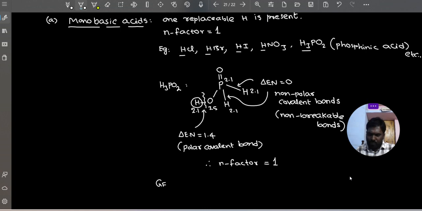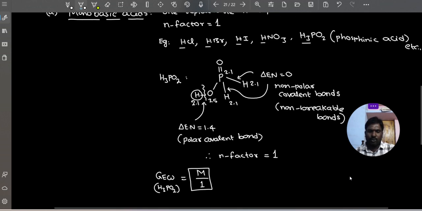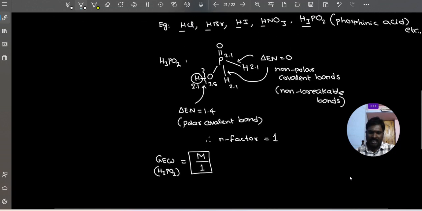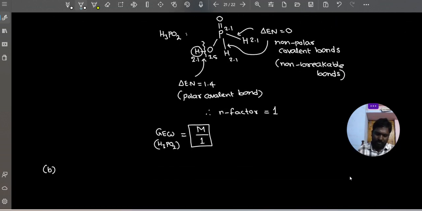So the gram equivalent weight of H3PO2 is equal to its molecular weight by 1, its molecular weight by n factor, which is 1. Understood? Now coming to dibasic acids.